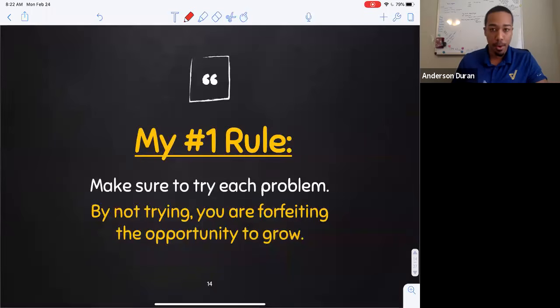So here's my number one rule, though. We are not here to just sit back and relax. We're here to try. So make sure to try every problem, because if you're not trying, you're forfeiting your opportunity to grow. If you try, then you will be able to understand where you went wrong. And here, it's okay to be wrong. It's not okay to be wrong on the test, but when you're with me, it's completely okay. So try your best, and then we'll learn from there.